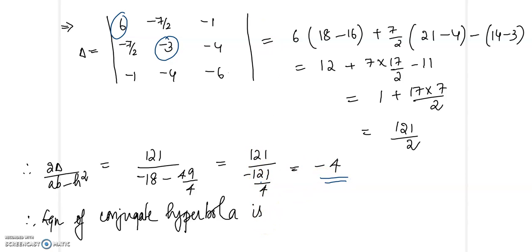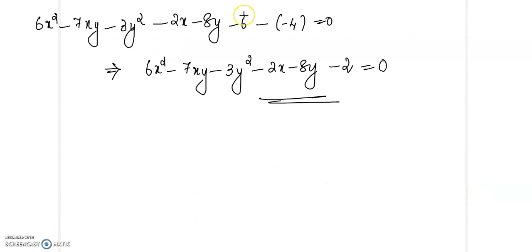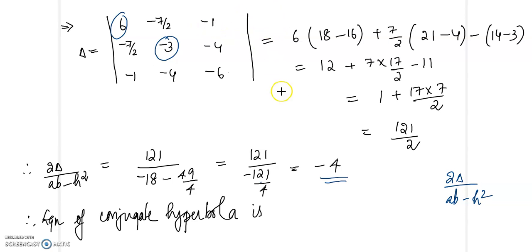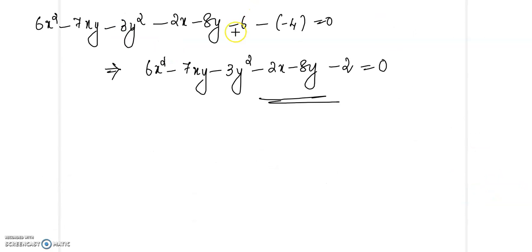So now we can find 2 delta by ab minus h square. Upon simplifying we will get, okay, this is minus 4. So now substitute here. This is our equation, then minus 2 delta by ab minus h square. So we will get minus 6 plus 2, so that is minus 2. So this is the required equation of the conjugate hyperbola.